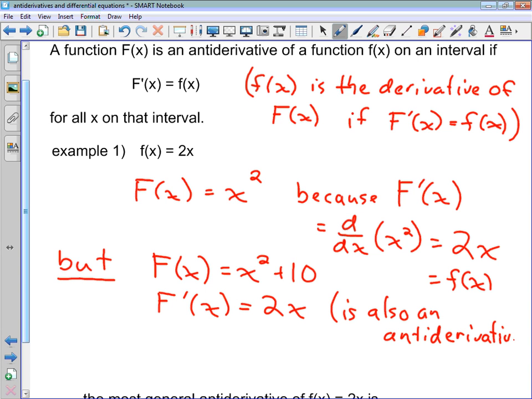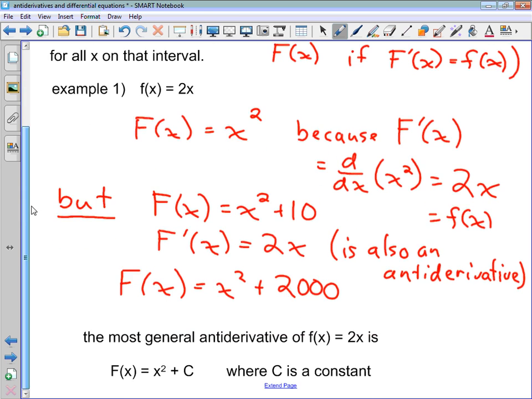So when taking derivatives, we started with a function, we took the derivative, and we got one function that was the derivative of the function that we started with. When doing antiderivatives, we can have an infinite number of functions that represent the antiderivative of the function that we're interested in. We could have easily had something like F of x equals x squared plus 2,000. Any constant we add on there is just going to go away when you take the derivative.